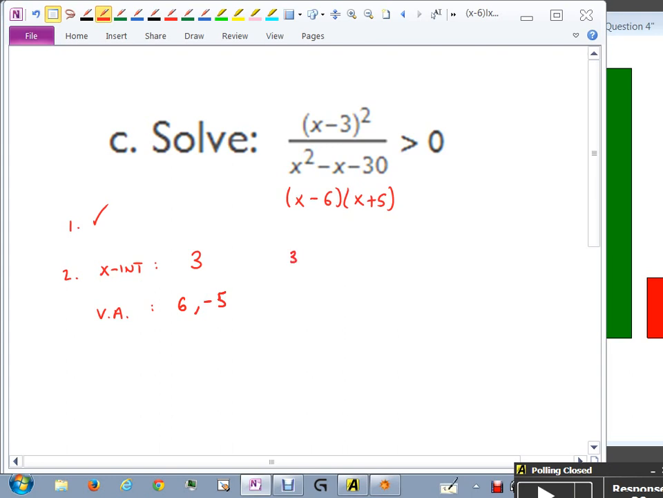So the third step is for me to make a number line. Am I going too fast, or are y'all okay with this? We're okay? I put my numbers on here: negative 5, 3 would be next, and then 6. Which of these are solid? Just 3. Open at the negative 5 and at the 6. Those represent verticals. And I've broken up my number line into, again, 4 regions. I have to have 4 test points.